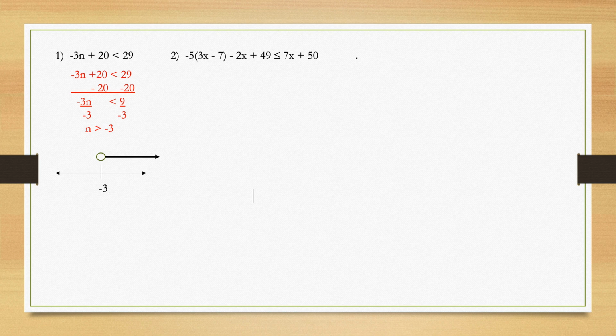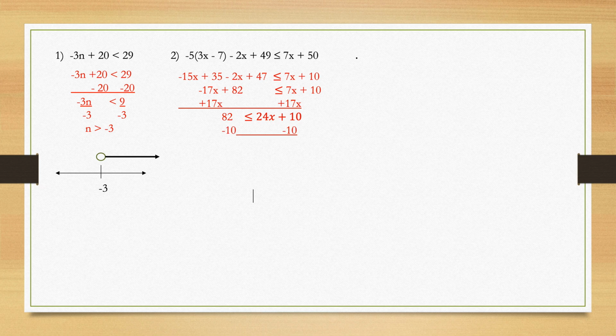For the next one, we have distributing the -5, combine like terms, -17x plus 82 is less than or equal to 7x plus 10. Adding the 17x, and then we get 82 is less than or equal to 24x plus 10, subtracting the 10. 72 is less than or equal to 24x, dividing by the 24. And I get 3 is less than or equal to x.